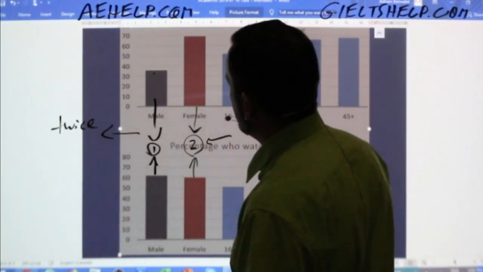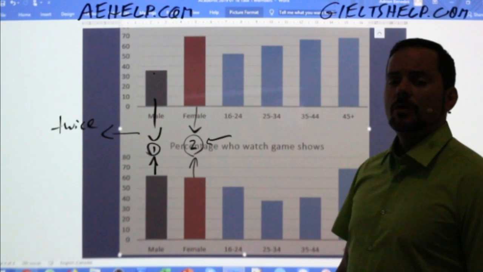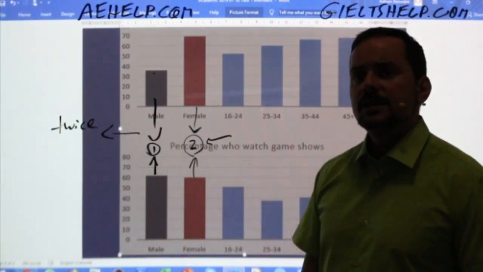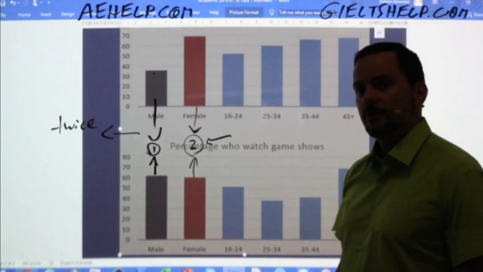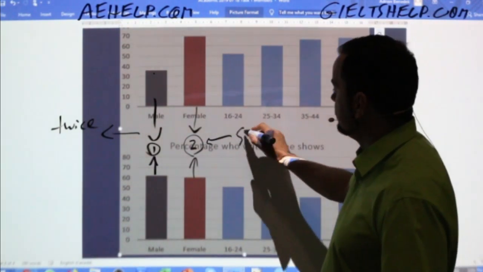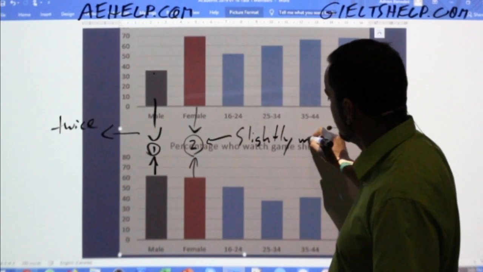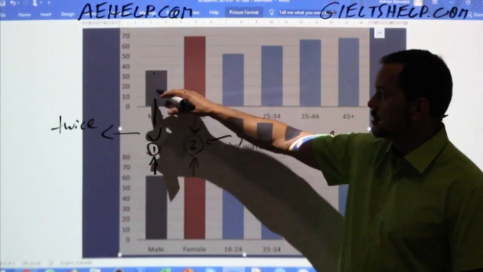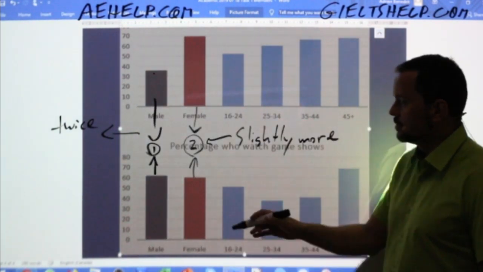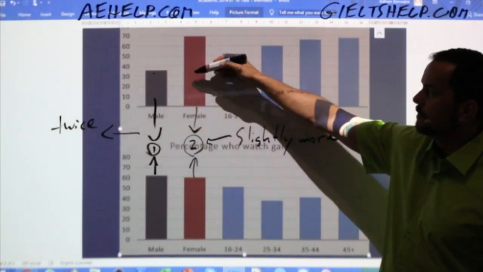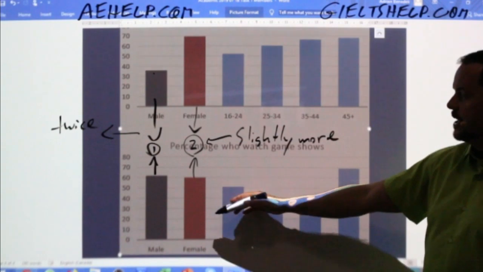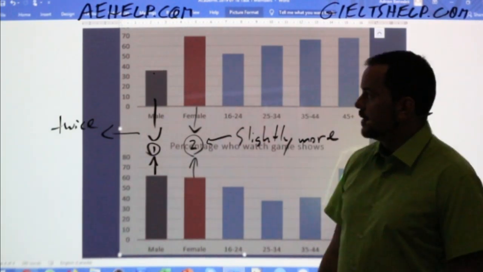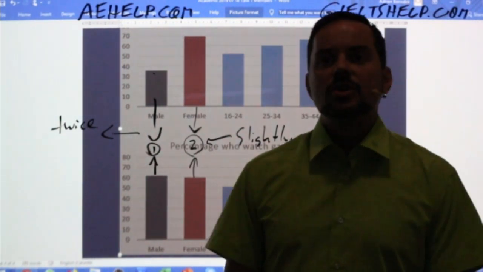Alvina, growth is not correct here because this isn't a line graph. If you're using the word growth, that would be for a line graph. Rahul says slight change. Again, change is more for a line graph. I would just say slightly more. So here for men, it's twice as many for game shows as for reality TV shows. And here for women, it's slightly more for reality TV shows by 10% than for game shows.